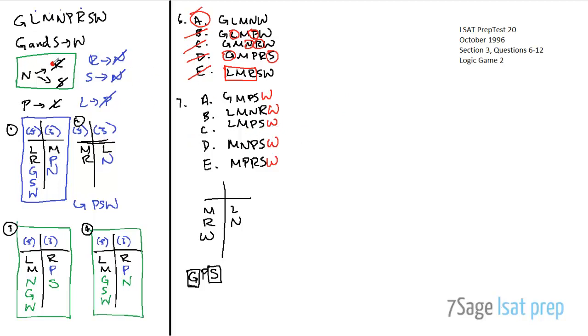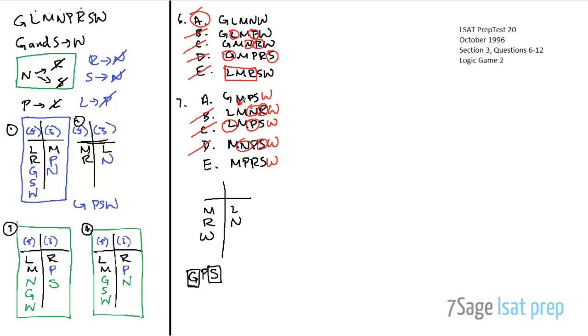So running through a list of rules real quick. P implies no L, or L implies no P. Well, L and P are here together, so no way. R implies no N. R implies no N. Get rid of that. S implies no N. N and S also can't be together, which leaves us A and E.